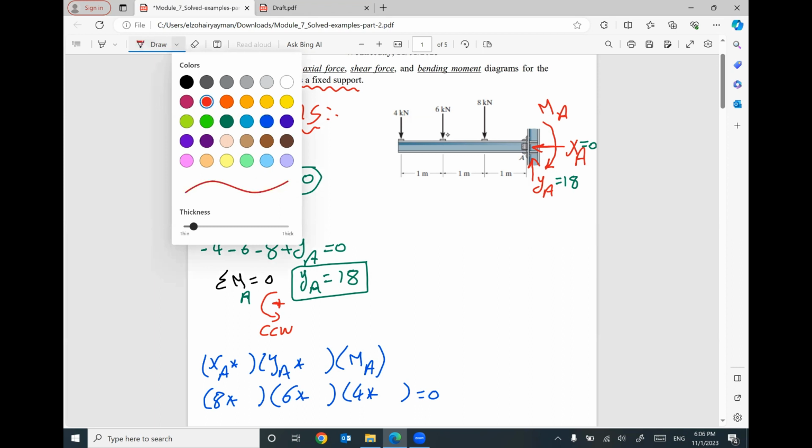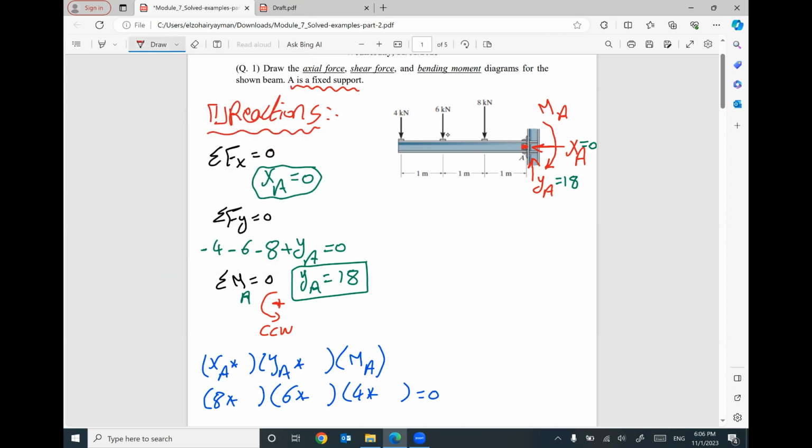So you are sitting at A. What is the distance between XA and A? 0. YA and A? 0. Your MA does not need distance. The distance between 8 kilonewton and A? 1 meter. The distance between 6 kilonewton and A? 2 meters. The distance between 4 kilonewton and A? 3 meters.